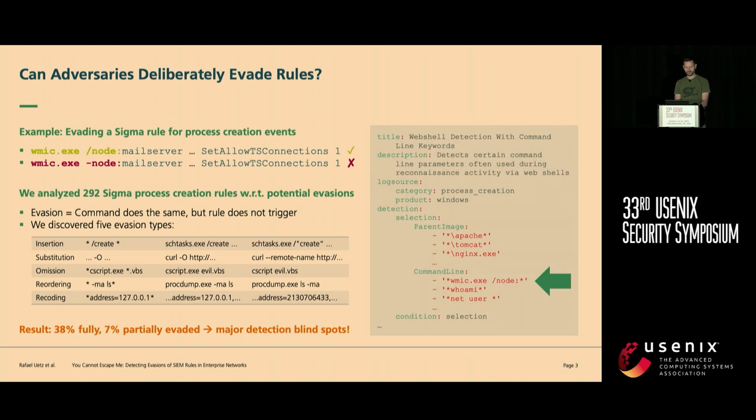Overall, we found that 38% of Sigma rules could be evaded completely, and another 7% could be partially evaded. By this we mean, for example, if you look at the rule on the right-hand side, that we could evade at least one branch of the rule, but not all of them, because several rules have multiple OR branches. This leads to major detection blind spots in enterprise networks, because even though there might be rules to detect some malicious activity, it might still be very easy for adversaries to evade these rules and not be detected.